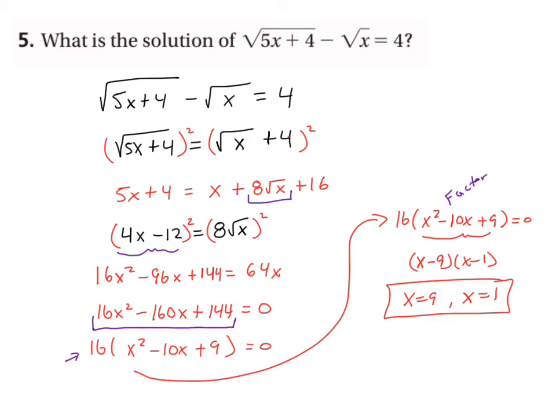And so your factors of positive 9 that add to be negative 10 are negative 9 and negative 1. So your solutions are x equals 9 and x equals 1. But this time, when you test the x equals 1 in here, it ends up being extraneous. The x equals 9 works, but the x equals 1 is extraneous.